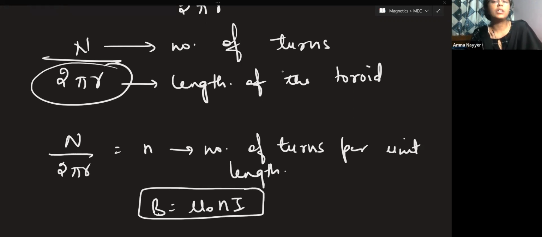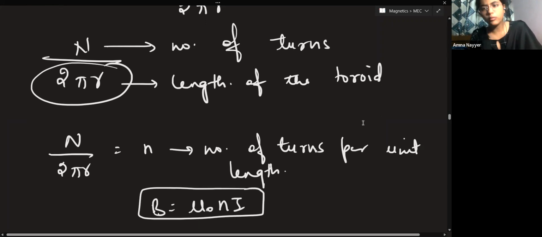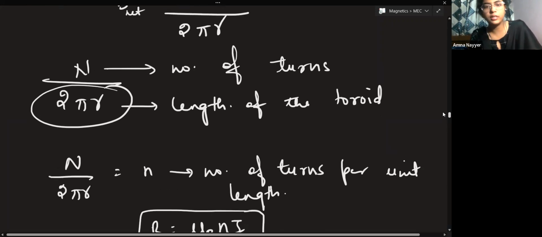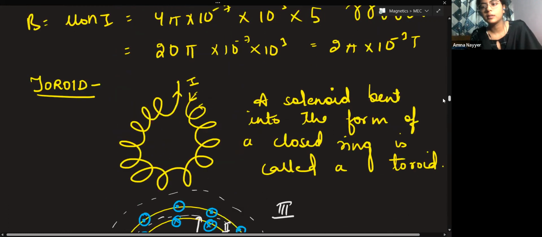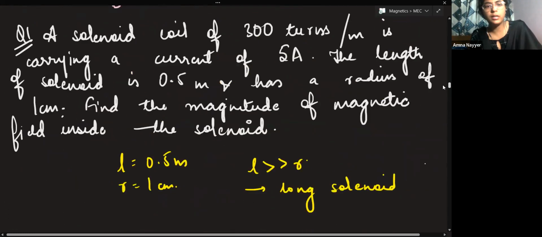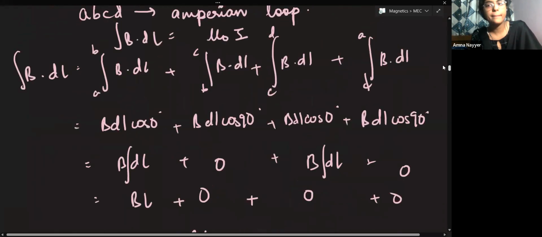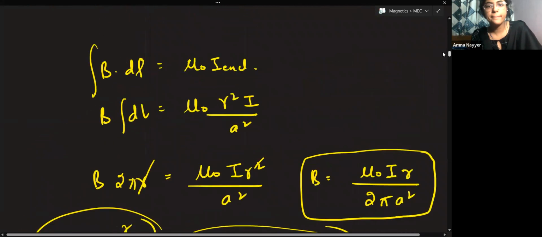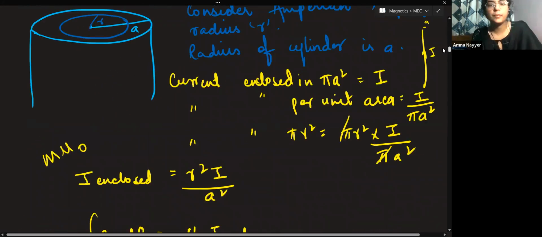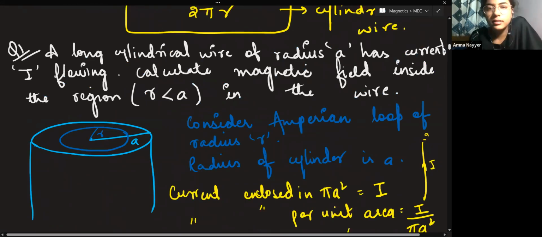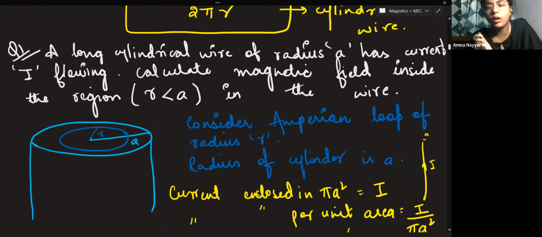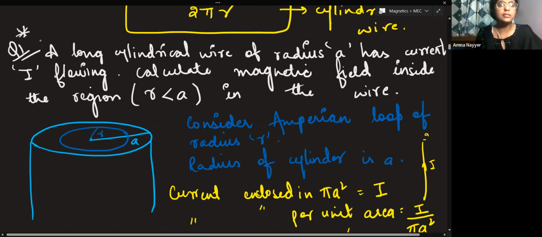Fine. Now, one last thing that we have already done, but we haven't seen its graph. See, there was a question that we did in the class. This one. It says, a long cylindrical wire of radius A, current I was flowing, where we calculated it for the inside region and for the outside region. So this is a very important question. Just mark it as important as well.